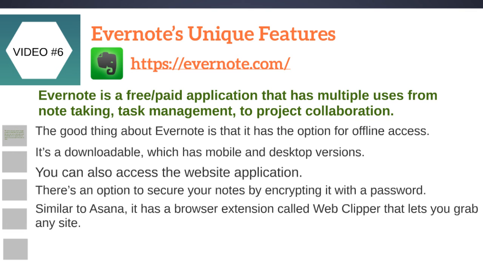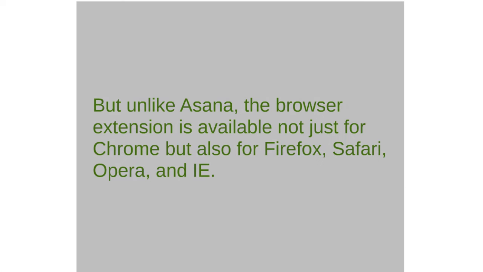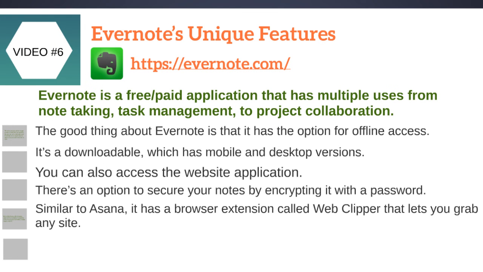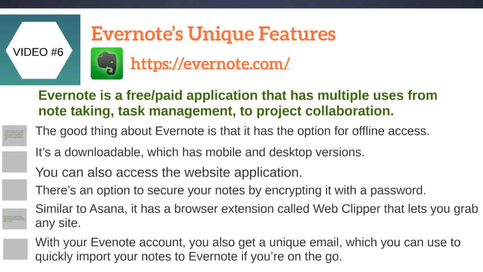Similar to Asana, it has a browser extension called Web Clipper, and if you want to, look for that, you can. It basically allows you to grab any site and link it as a reference. But unlike Asana, the browser extension is available not just for Chrome, but also for Firefox, Safari, Opera, and Internet Explorer. And that's the thing, Evernote is such a big company that they're able to do a lot more and provide a lot more types of software on different platforms.